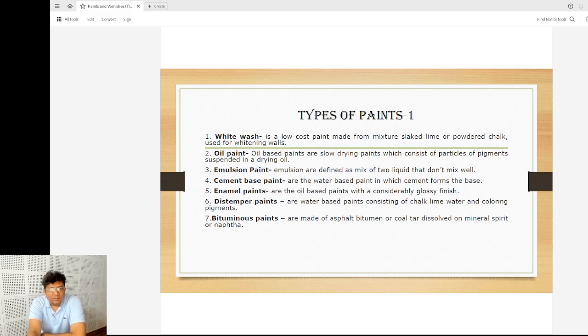Now the question is, what type of surfaces and what type of paints, and how the paint is selected for the desired surface. There are different types of paint available in the market for different surfaces. One paint doesn't cover all the surfaces.